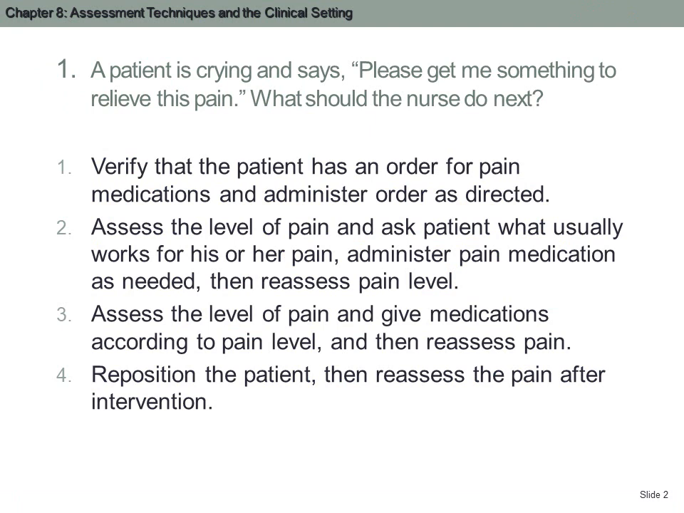Now let's look at a question. A patient is crying and says, please get me something to relieve this pain. What should the nurse do next? Verify that the patient has an order for pain medication and administer as directed. Or assess the level of pain, ask the patient what usually works for his or her pain, administer pain medication as needed, then reassess pain level. Or assess the level of pain and give medication according to pain level and then reassess pain. Or reposition the patient, then reassess the pain after intervention. What is your response?